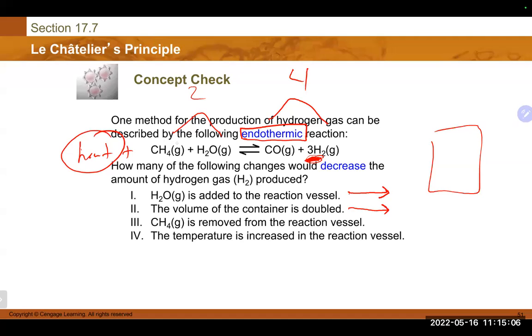CH4 is removed. So that is going to cause the equilibrium to shift to the left, which means we are going to need to use up some H2 to do that. And that should cause the H2 to start to decrease in that case.